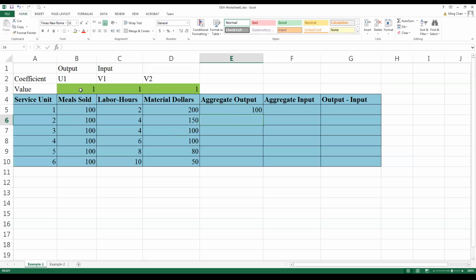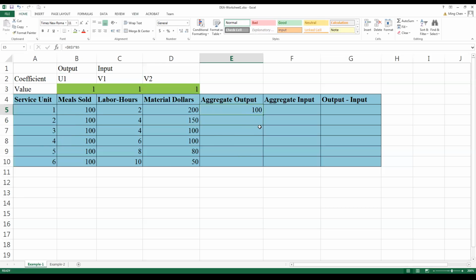So you can see the formula will be B3 times B7. Next one will be B3 times B8. Next one, B3 times B9. The last one, B3 times B10. So for all these combinations, when you calculate the aggregate output, all these service units will be using the same coefficient value, which is B3. That's why I locked it.